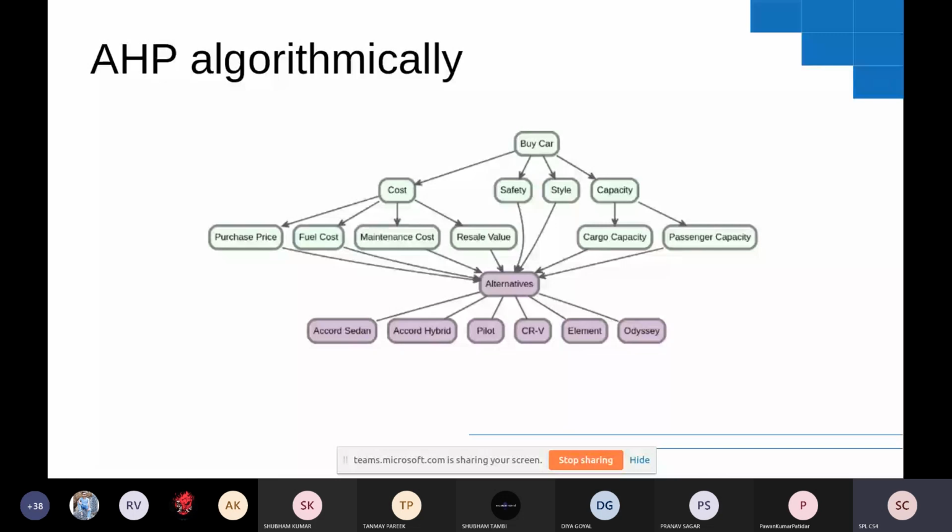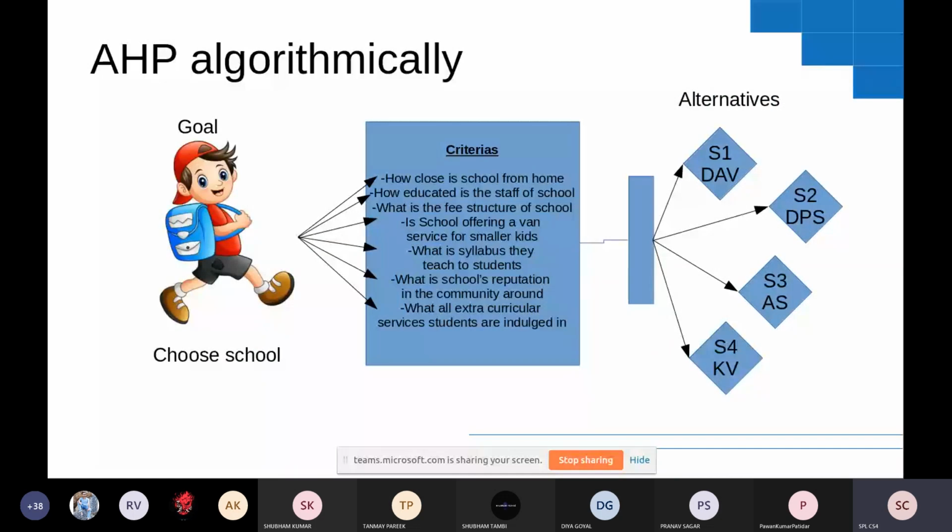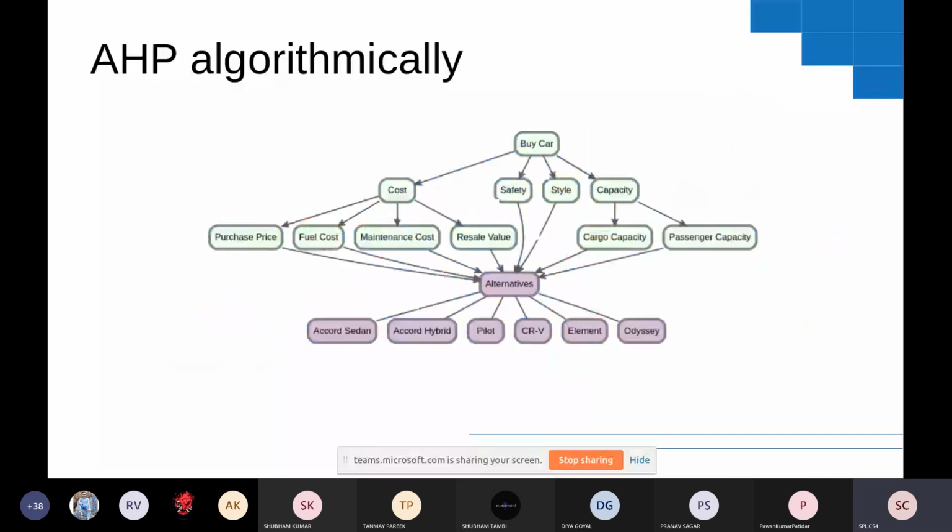So we can see here that it's a different example from the example we considered last, of Ram, where we only thought of one criterion each singly. But now in this example of buying a car, we are breaking a criterion into sub-criteria even. So even that's possible with the analytical hierarchy processing algorithm while making decisions. And finally, these criteria should be available for all the alternatives that we have in hand, like Accord sedan, Accord hybrid, Pilot, CRV, Element, Odyssey, and there could be n number of cars available. These are the major details which we could find out while making a decision about buying a car or not buying a car.